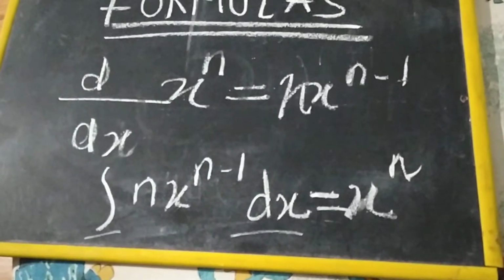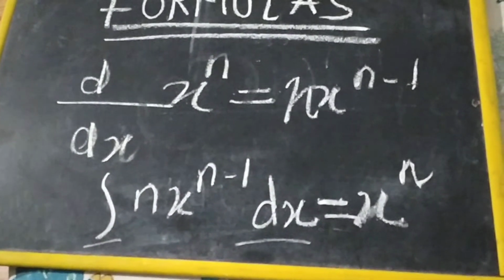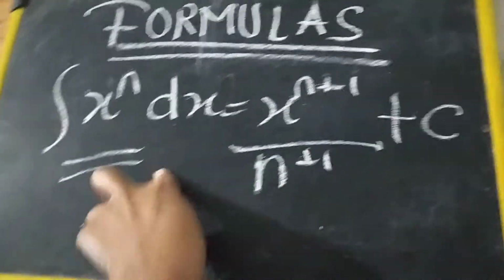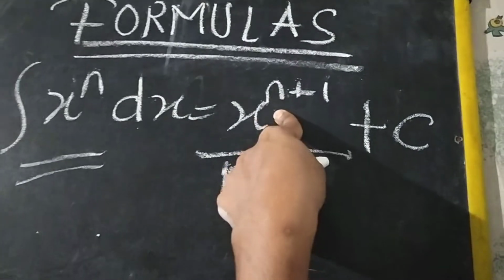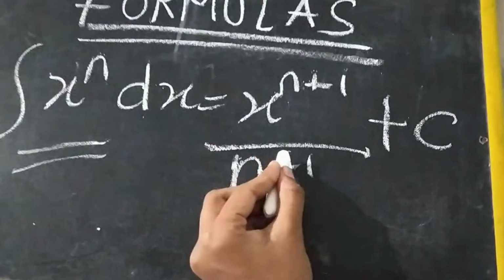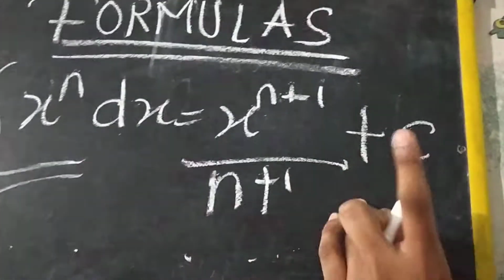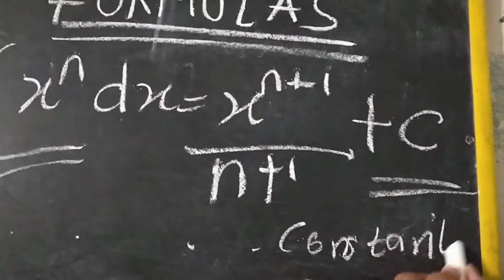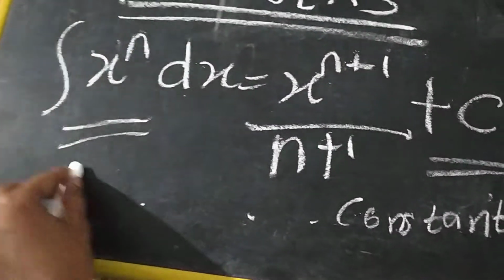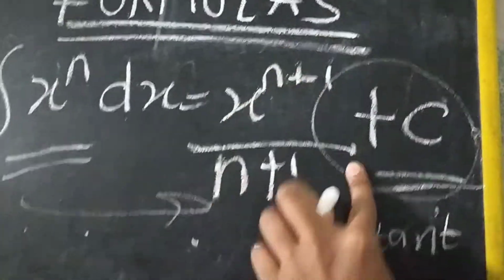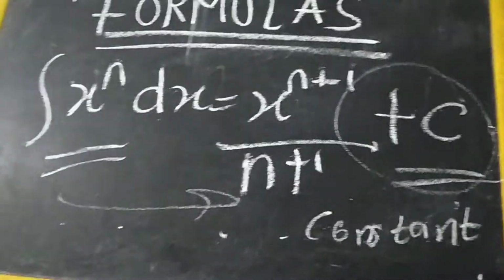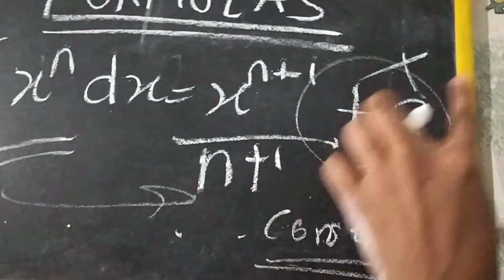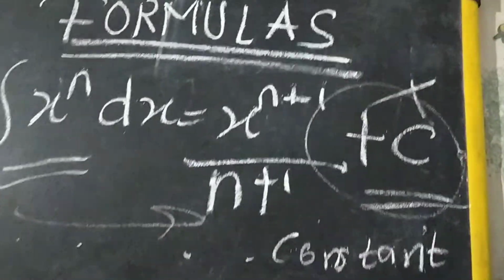Okay, now what does this tell us? This tells us that the integration of x raised to n dx is nothing but x raised to n plus 1 upon n plus 1 plus c. Now what is c? This is nothing but a constant. In every answer, after writing the integration, you will have to add this plus c. Okay, it has no value, it is just a constant. We have to write it as it is, plus c.